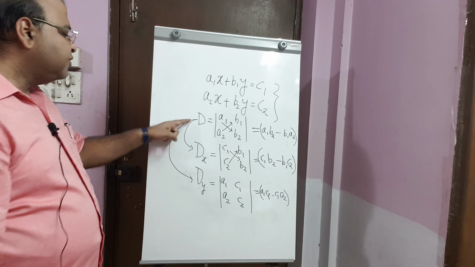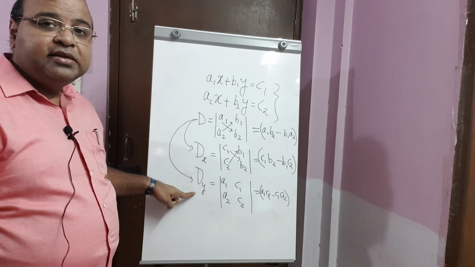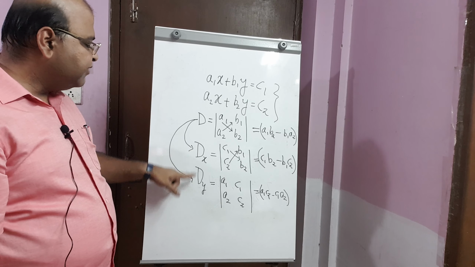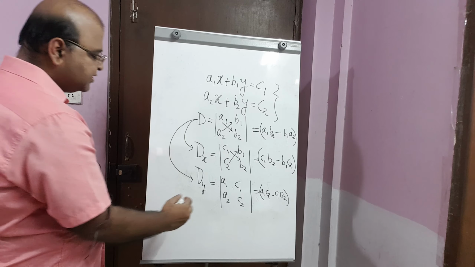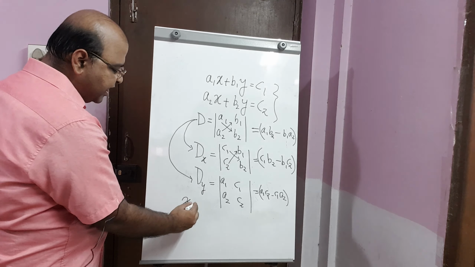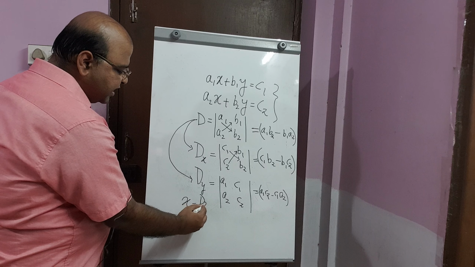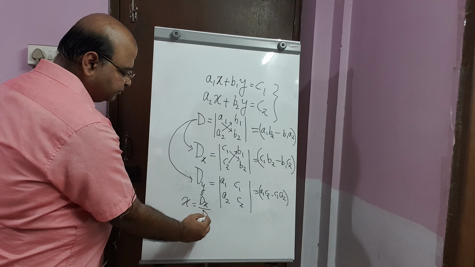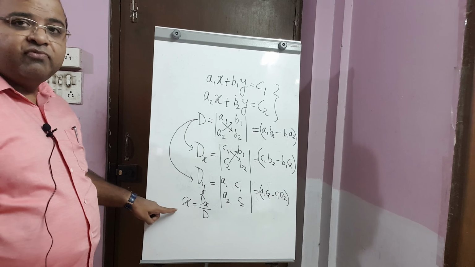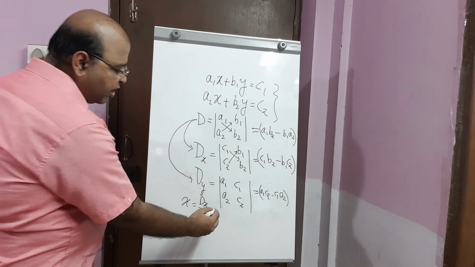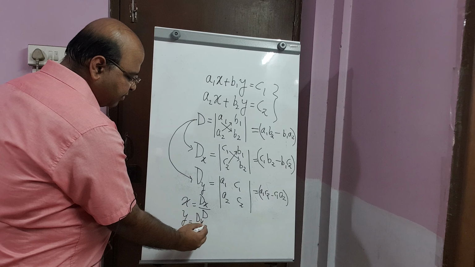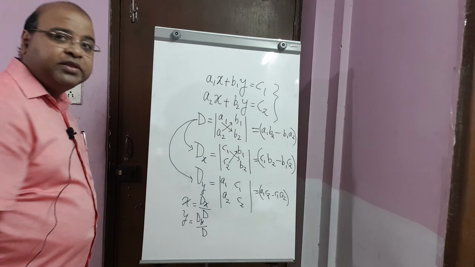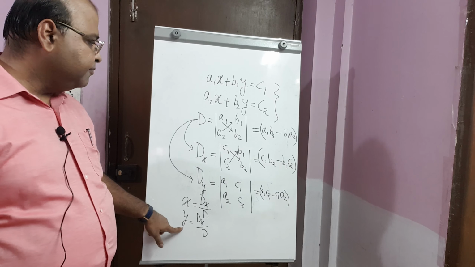So these are the values of d, dx and dy. After obtaining the values of d, dx and dy, finally the solution of the system is given by the variable x, which is given by dx divided by d. This shall be the value of x, and y should be given by dy divided by d. This should be the value of y.